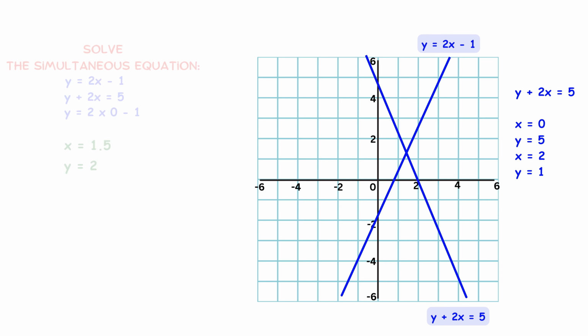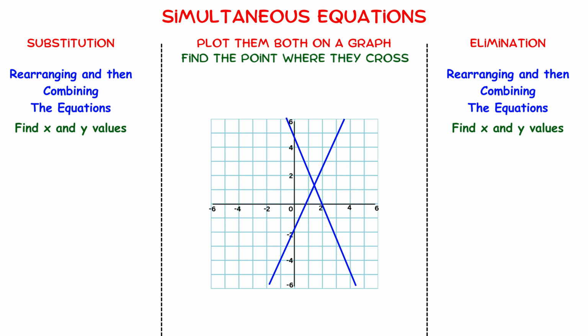So whenever you try to solve simultaneous equations, all you're doing is trying to find that pair of x and y values that are solutions for both of the equations. And that's why we call them simultaneous equations, because it's a solution for both of the equations at the same time. So simultaneously.